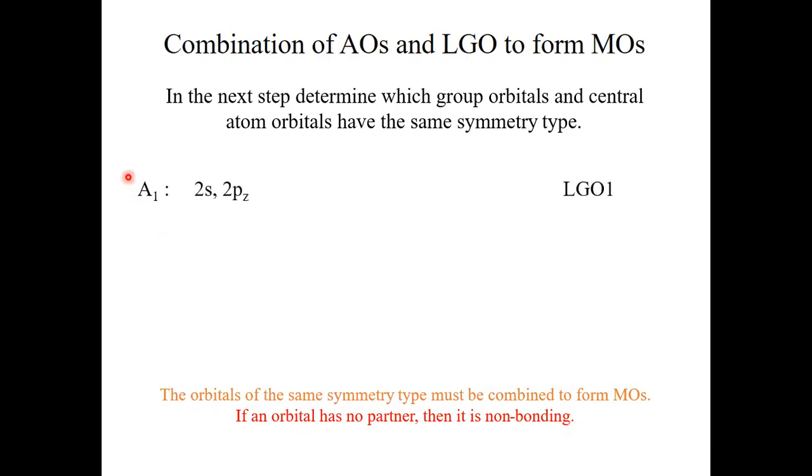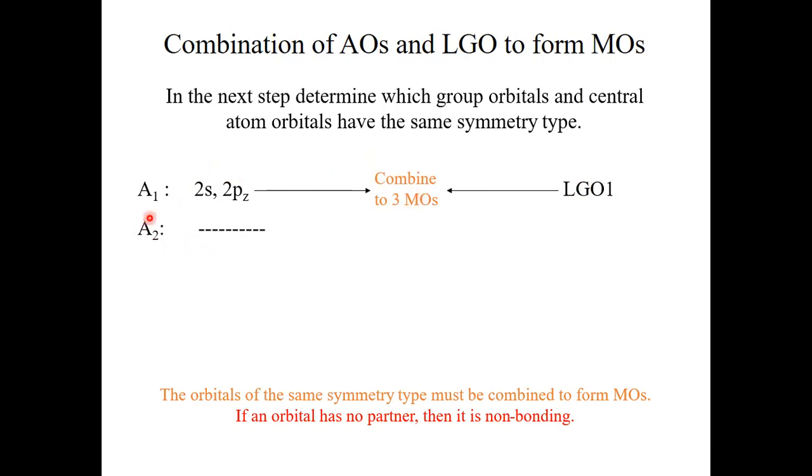Now for the symmetry type A1, we have seen that the 2s and the 2pz orbitals of the nitrogen have that symmetry type, and that our first ligand group orbital has also that A1 symmetry type. So how many molecular orbitals will we get? Well, we always get the same number. So when we have 3 orbitals to combine, then we will get 3 molecular orbitals as a result.